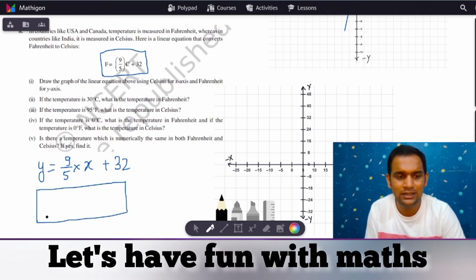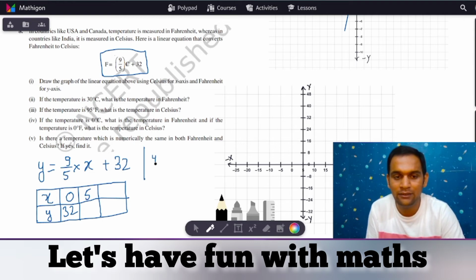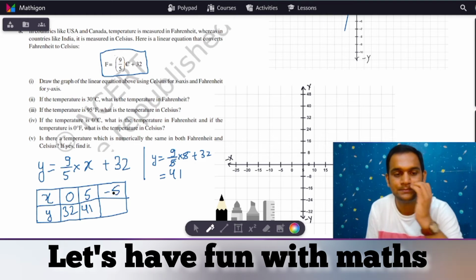Now over here, as you can see, there are fractions involved. So we will take the value of x in such a manner that we don't get fractions, because it is a little difficult to plot fractions. So I'll take the x value as 0, and I'll get 32. I'll take the x value as 5, because 5 and 5 will cancel out. So y will be equal to 9 by 5 times 5 plus 32. So 5 and 5 get cancelled out, 32 plus 9, and I get 41. If I take the temperature as minus 5, I'll calculate it and I'll get minus 9 plus 32, which is 24.